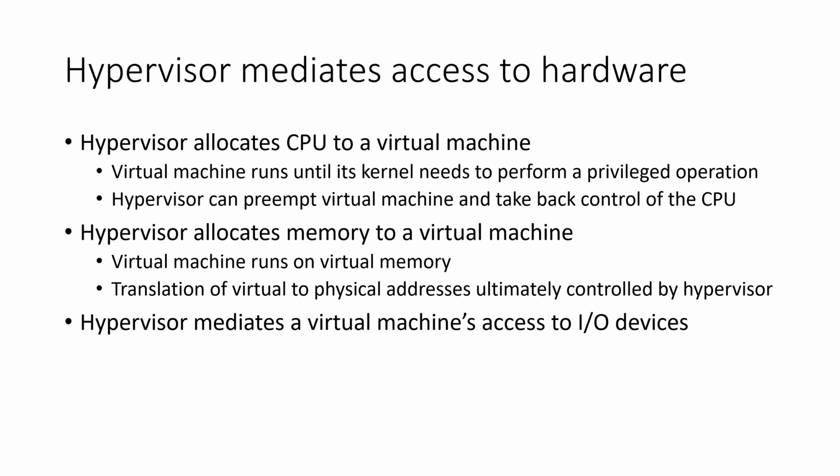The hypervisor also allocates memory to a virtual machine. So virtual machines run on virtual memory, and the translation of virtual addresses used by virtual machines to physical addresses on the actual hardware is ultimately controlled by the hypervisor. And finally, the hypervisor mediates a virtual machine's access to input-output devices, like we're going to see in a future video.